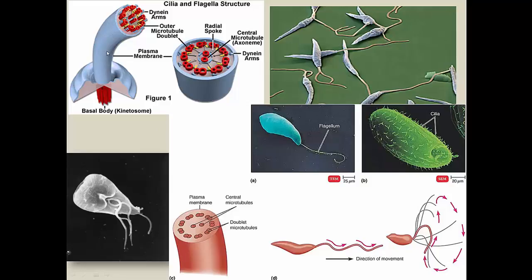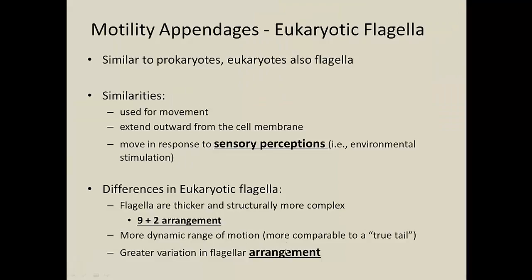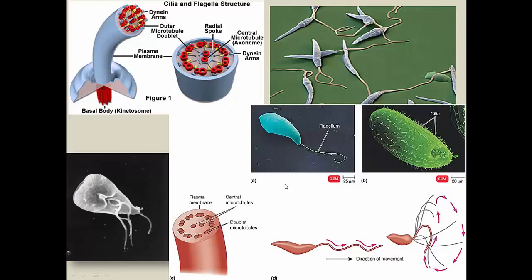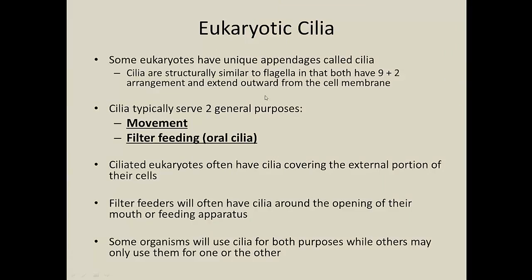I'm not doing a great job of explaining that, but the key part here is recognize the internal structure 9+2 arrangement and the fact that this is much more complex than the prokaryotic flagella that we mentioned earlier. There's a greater number of arrangements. We're not going to get into all the different arrangements. There's a wide variety, so we won't go into all the labeling there. So that's a eukaryotic flagella.